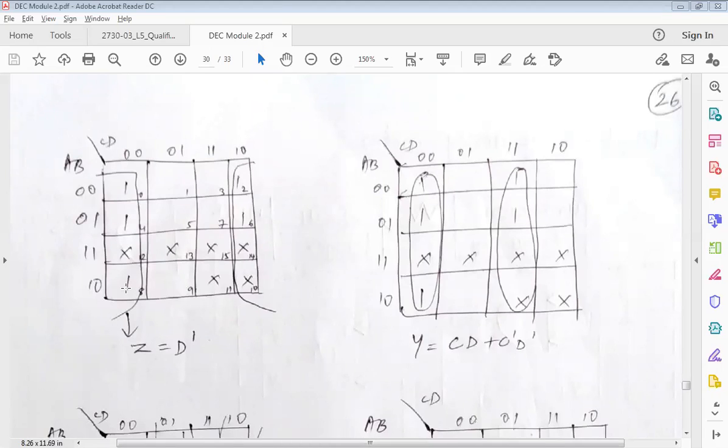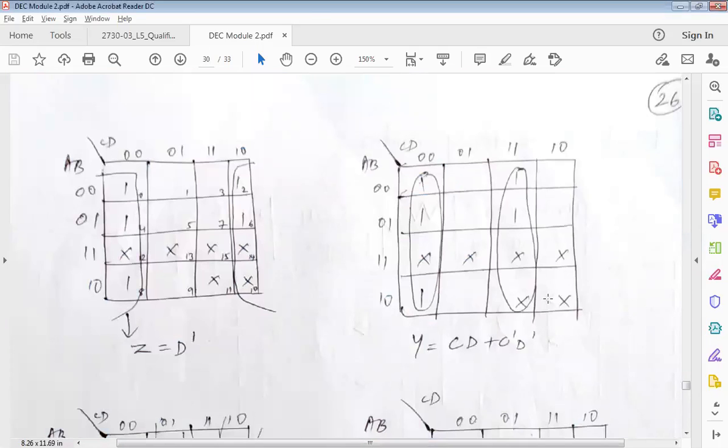So once this is done, what is going to happen? You have 0, 0, 0, 1, 1, 1, 1, 0. Totally it's going to get cancelled out. So I have to now look at only 0, 0 and 1, 0. So which is common here? D bar. So Z is equal to D bar. Right? So you understood, students? You understood how we are taking?